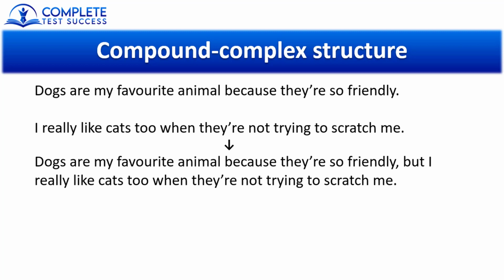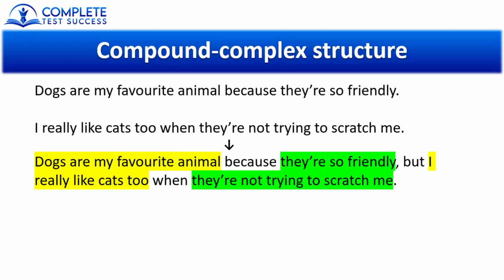Dogs are my favourite animal because they're so friendly, but I really like cats too when they're not trying to scratch me. So in yellow you can see we have 2 independent clauses, and in green you can see that we have 2 dependent clauses. So that's 4 clauses in total.